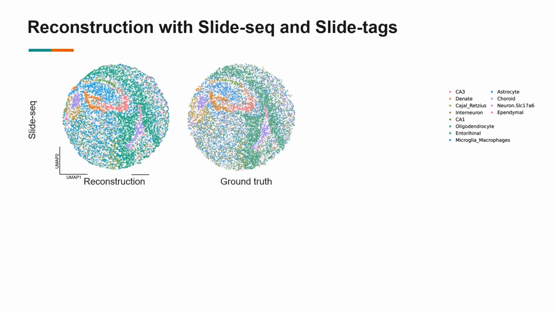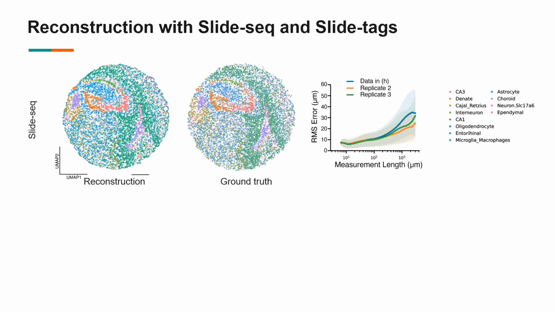Then we apply this reconstruction method with Slide-seq, and we find that UMAP with the experimental diffusion matrix can reconstruct the physical location with high fidelity, as the reconstruction result is identical to the ground truth. We also quantify the error at different measurement lengths, which shows that the error is around 10 micron for local distance and below 3% for longer distances.